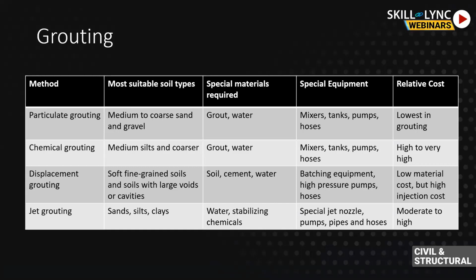And in chemical grouting, the grout is always a proper solution. That is, there is no particulate matter or there is no suspension. It is always a solution. And the chemical grouting is hence more uniform and results in very hard sandstone-like masses below the ground. But the chemical grouting is a very costly method. And then we have jet grouting and displacement grouting.